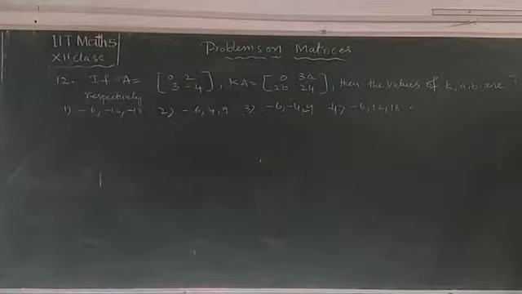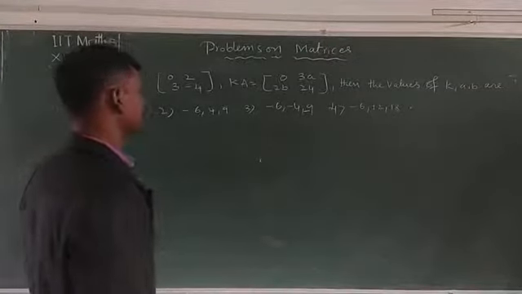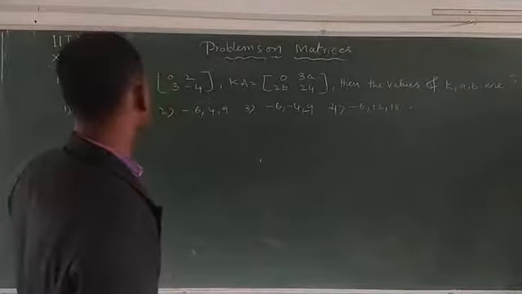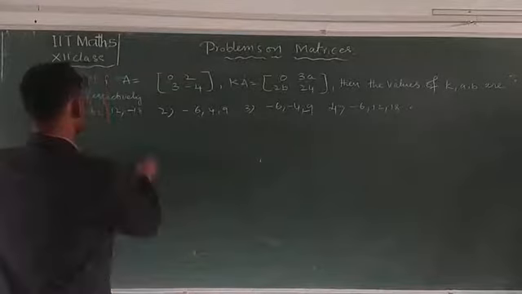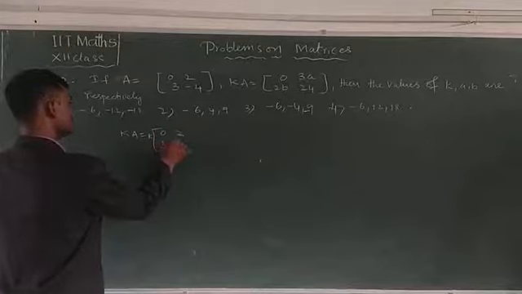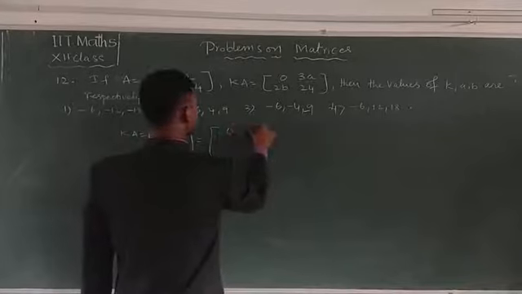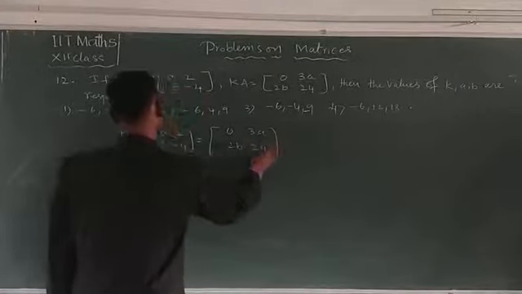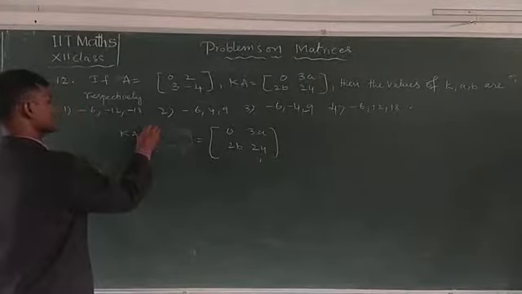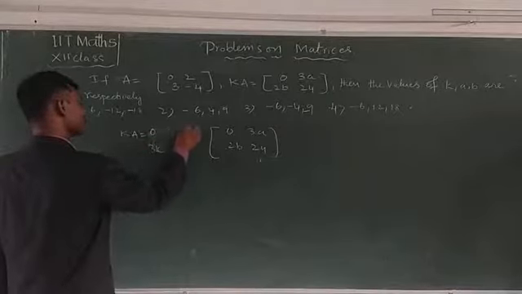Okay, next, 12th one. If A is equal to the matrix 0, 2, 3, minus 4, and kA is equal to the matrix 0, 3a, 2b, 24, then the values of k, a, b are respectively. See here. First you have to multiply k into A, which is k into 0, 2, 3, minus 4, equal to this kA, 0, 3a, 2b, 24. Now you can multiply the k: this is 0, 2k, 3k, minus 4k.